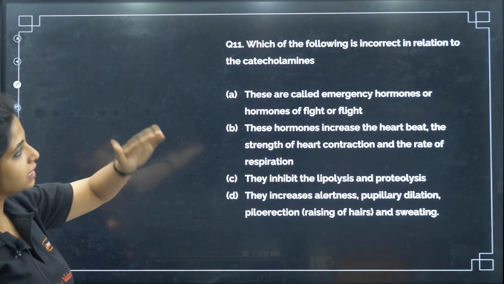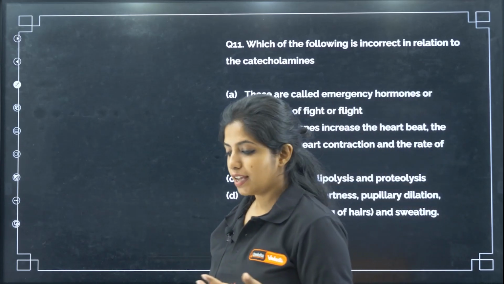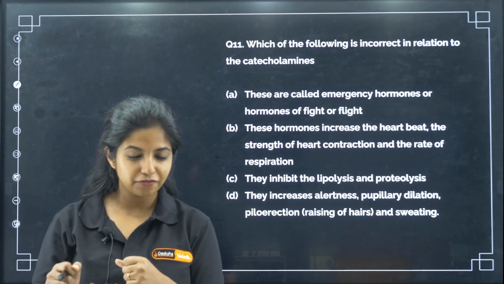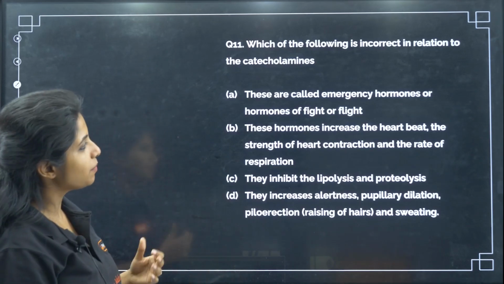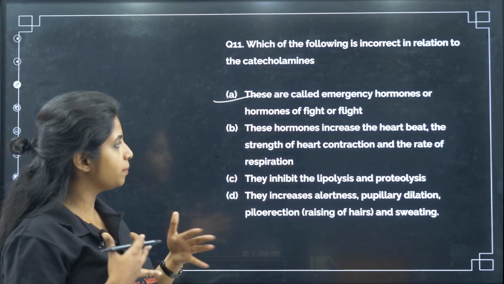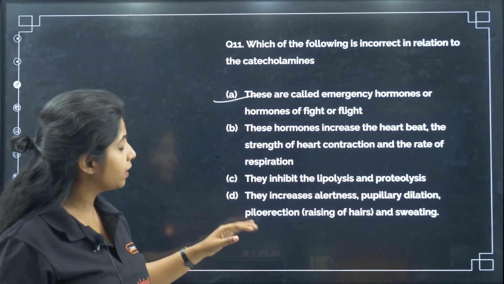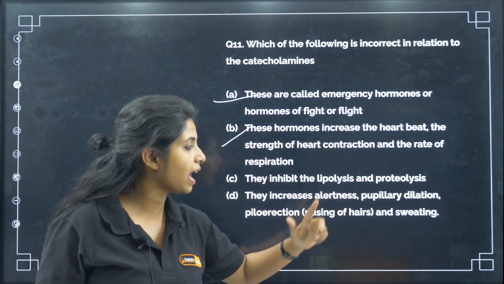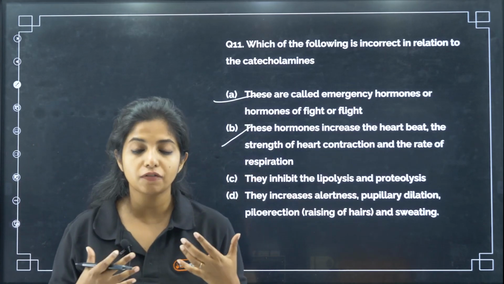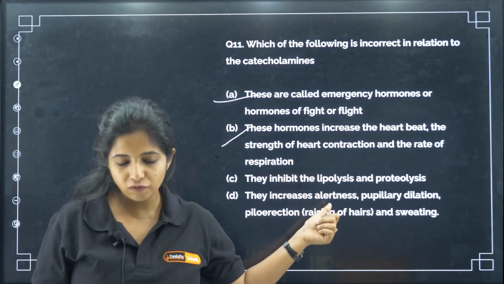Now, which of the following is incorrect in relation to catecholamines? That means you're talking about epinephrine and norepinephrine, the fight and flight hormones. They are emergency hormones. Correct: these hormones increase the heartbeat, the strength of the heart contraction and the rate of respiration, obviously, because you need immediate supply of oxygen, which is why the heart rate has to be increased. They inhibit lipolysis and also proteolysis. Wrong. For getting enough energy, they will break down everything that comes to their mind, which includes lipolysis, and lipid breakdown also happens.